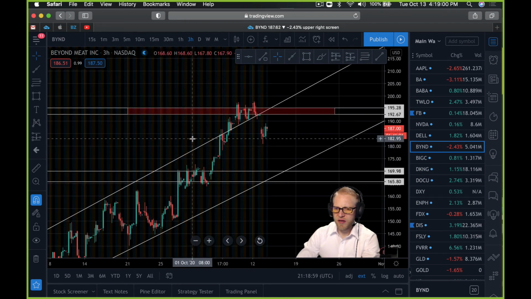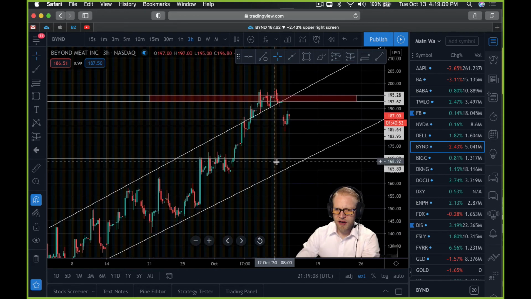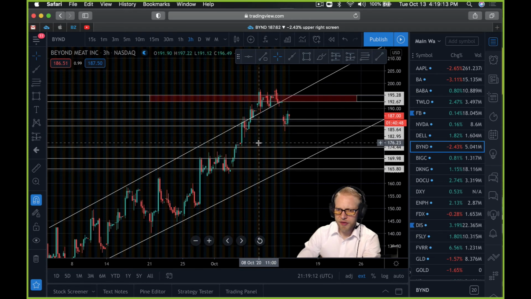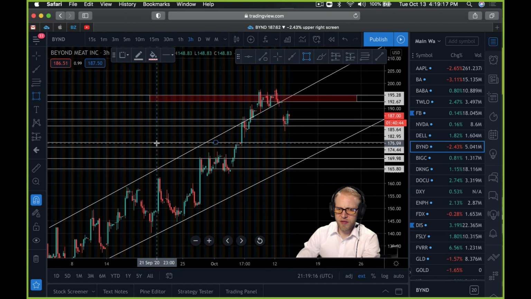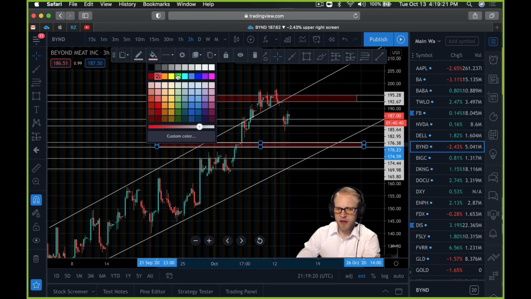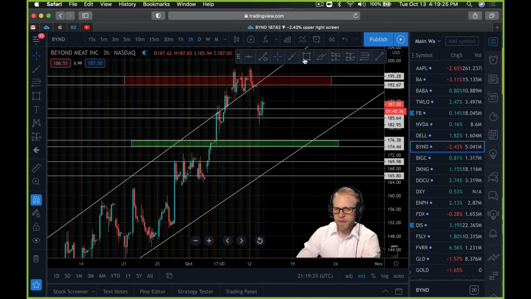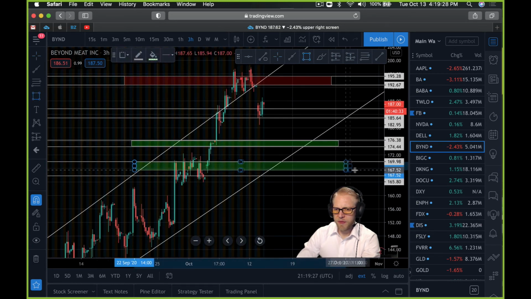This is definitely a buy area, and that proved to be so. If not, here's a little something. I would make this a different color. Let's put that any color, like so. This is what I'd be looking for Beyond.